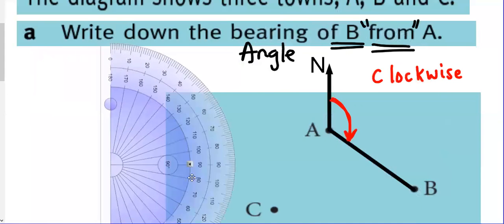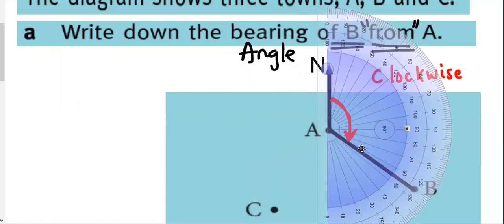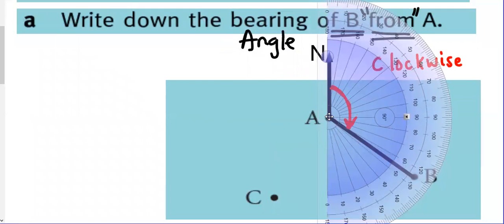So put your protractor, the center of the protractor should be somewhere there, and then measure this angle from the north direction. So the north direction should be reading 0, and then read this angle. How much is this angle? According to my protractor, it will be 0, 10, 20, 30. Keep going until you hit this line.